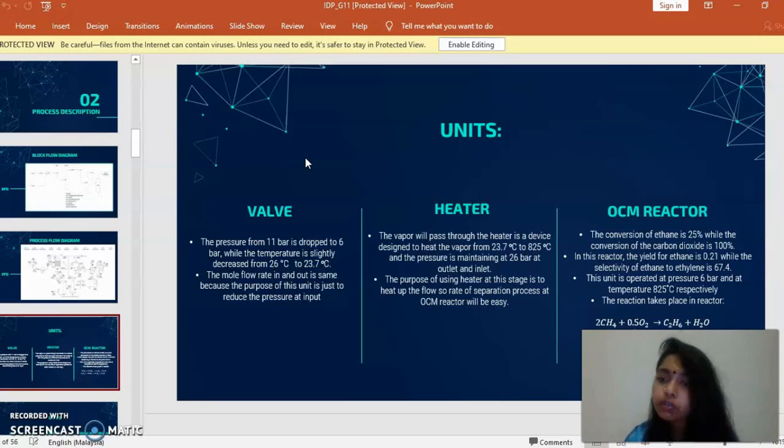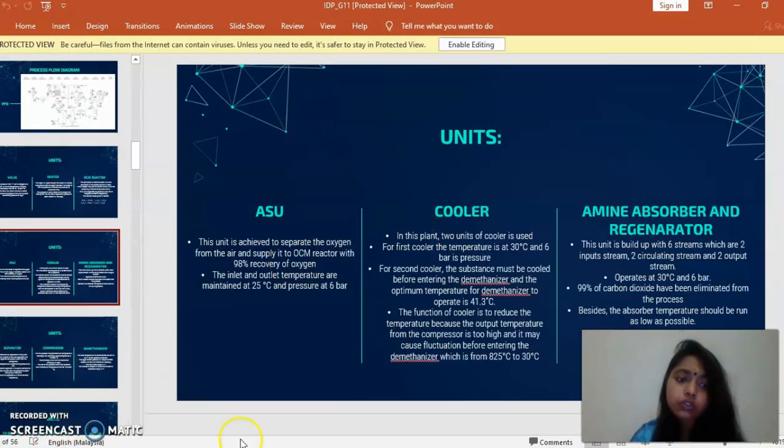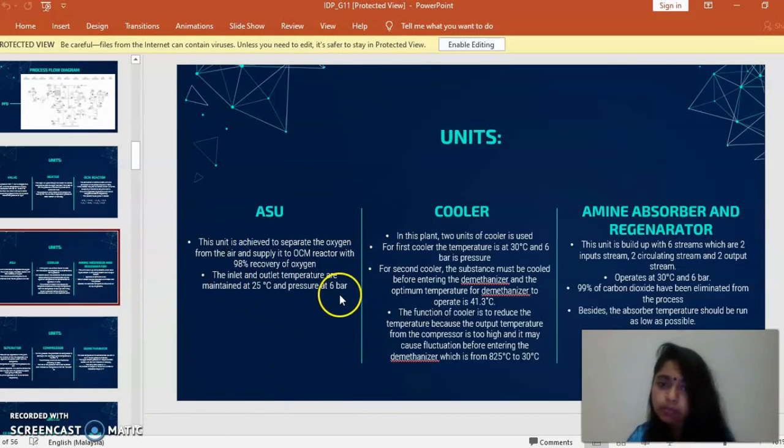In the OCM reactor, the conversion of ethane is 25%, where the conversion of carbon dioxide is 100%. The yield of ethane is 0.21 and the selectivity to ethylene is 67.4. Our ASU separates the oxygen from air and supplies it to the OCM reactor, at a temperature of 98 degrees Celsius and a pressure of 6 bar.